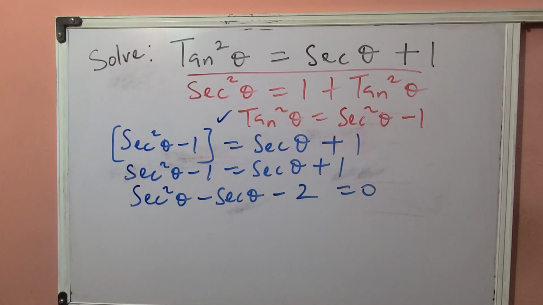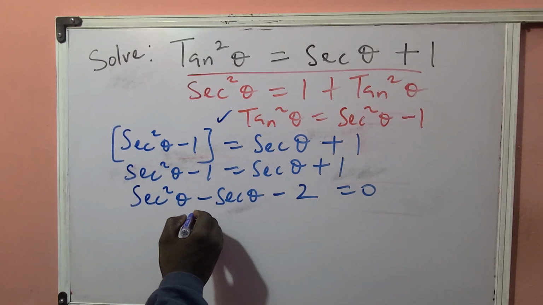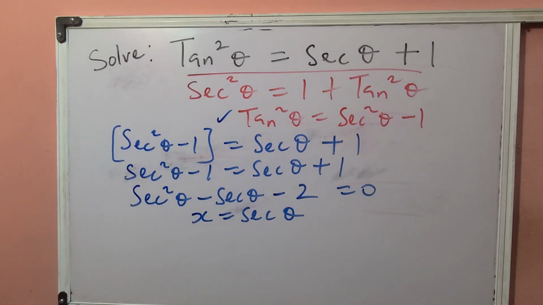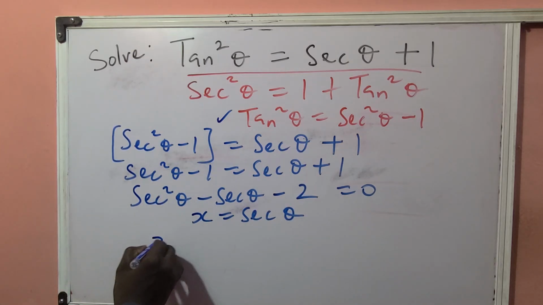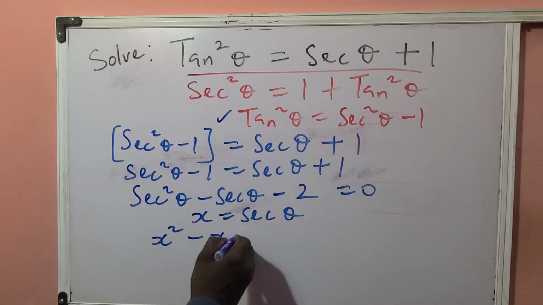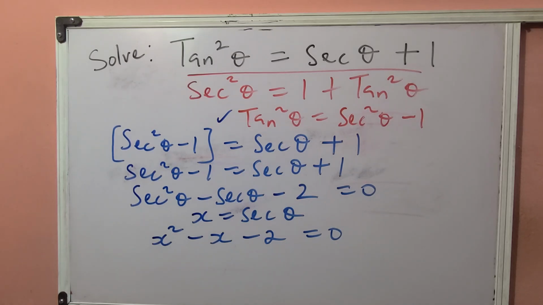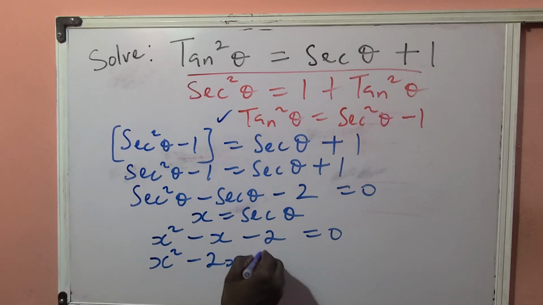But for the sake of those that may not be able to see clearly at this point, let's represent our sec theta with x. So obviously, sec square theta will be x squared, and then this will be minus x minus 2 equals 0. I'm sure you can see now that this is an exact quadratic equation. Using factorization, looking for two factors, I'm sure you agree with me that those factors will be minus 2x plus 1x.